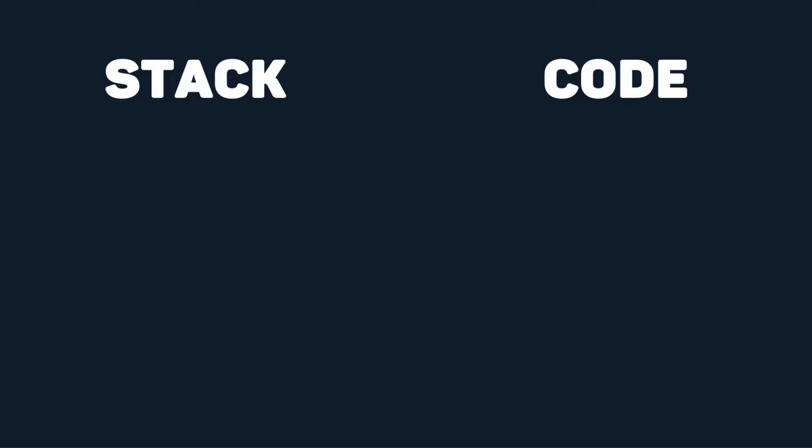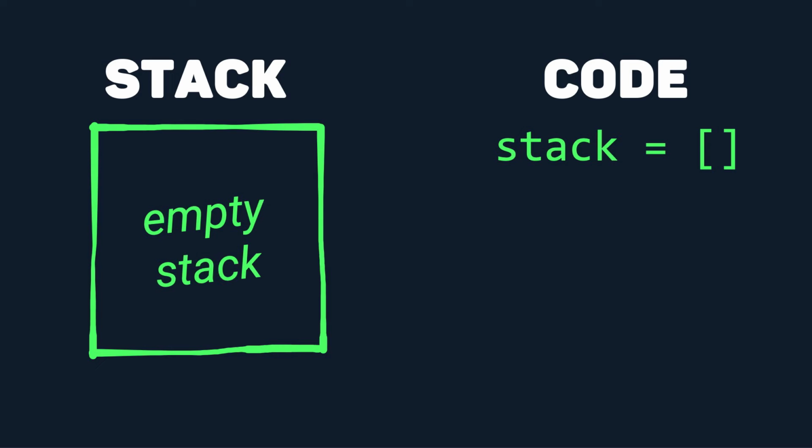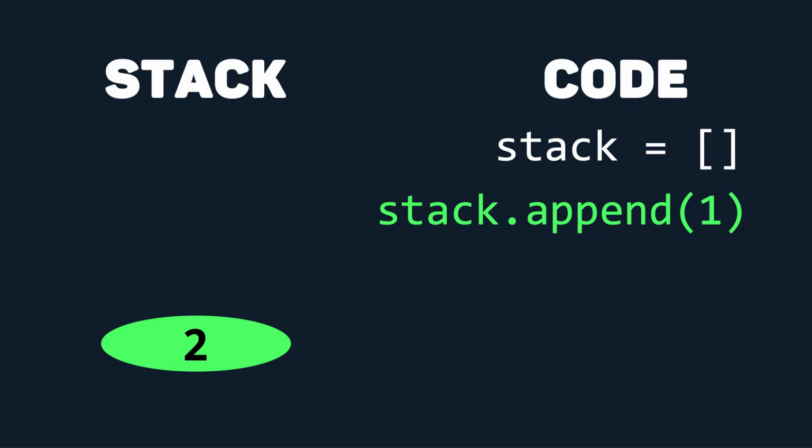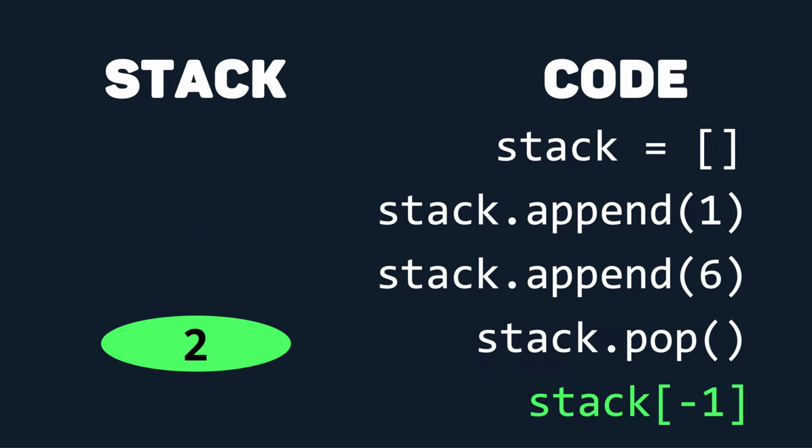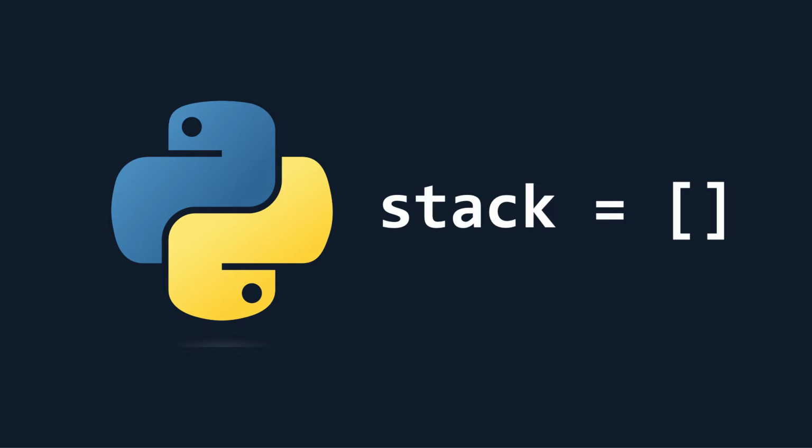A stack is usually initialized as an empty list. To push to the stack, you use the normal append method. To pop from the stack, you use the normal pop method. To peek at the top element of the stack, you just access the last element in the list. And that's it. Stacks are really simple to use, especially in Python, because they're basically just using regular lists.